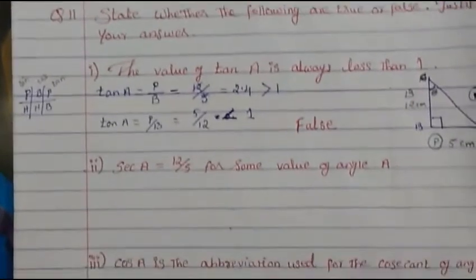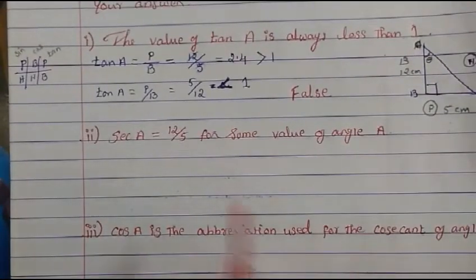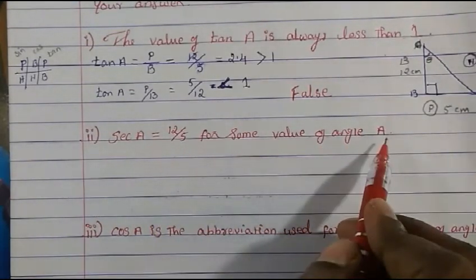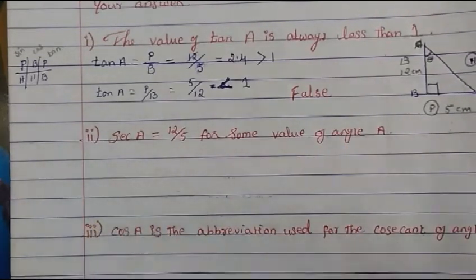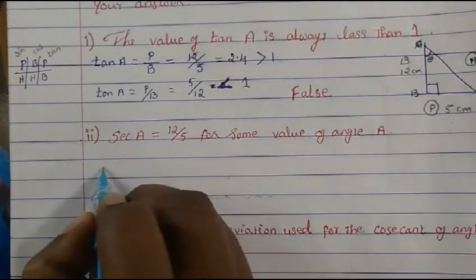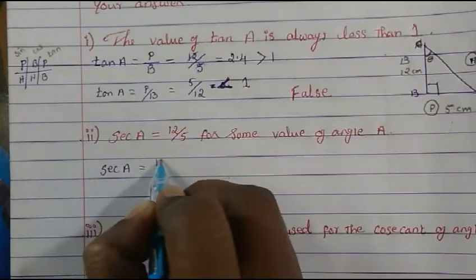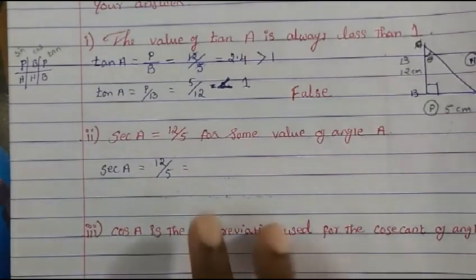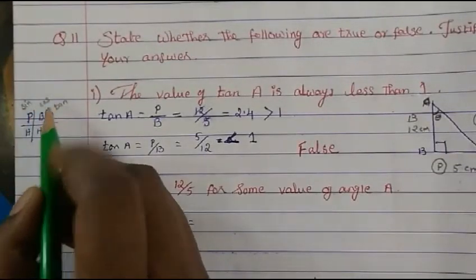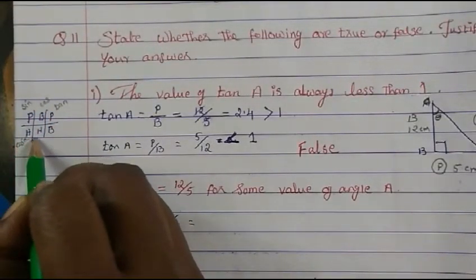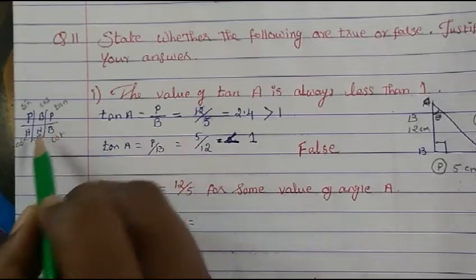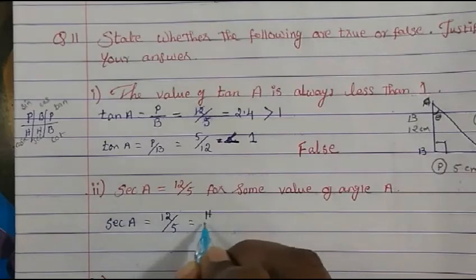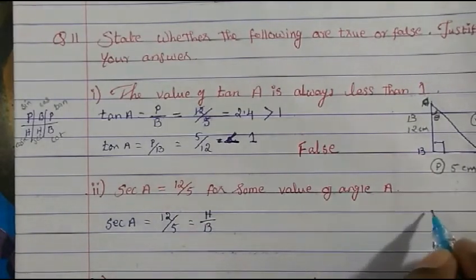Now let's see the second part. Second part is sec A is equal to 12 upon 5 for some value of angle A. So let us see sec A. So what is sec actually? 12 upon 5. So sec means what? Ratio. This is sine, cos, tan. This is cosec. This is sec. And this is cot. So sec means hypotenuse upon base. Hypotenuse upon base.